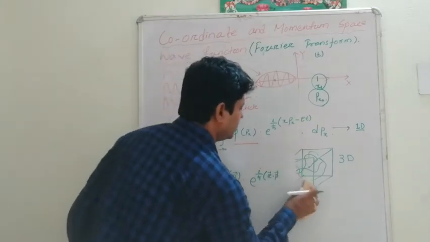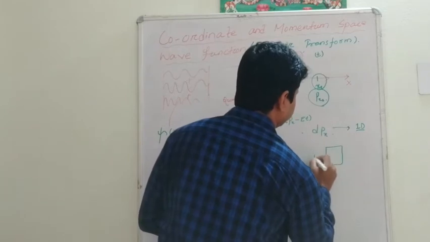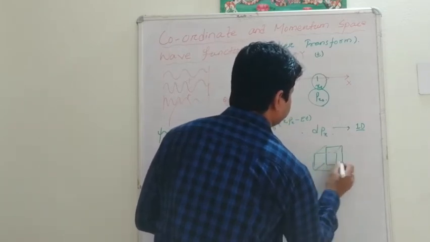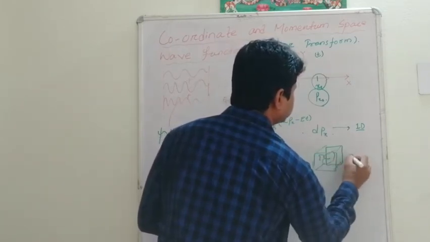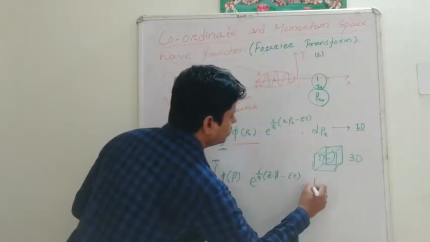I'm just erasing this one. Here I am drawing the cube. Okay, this is moving, this is the 3D motion. So e^(-iEt) dp.